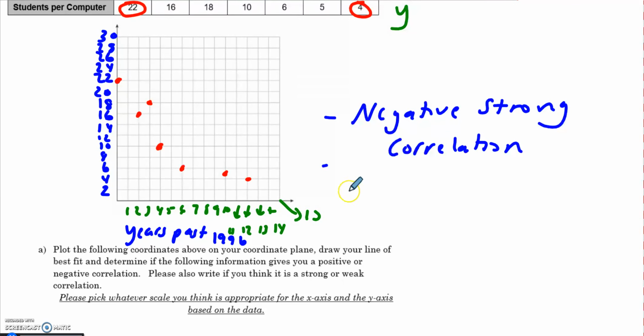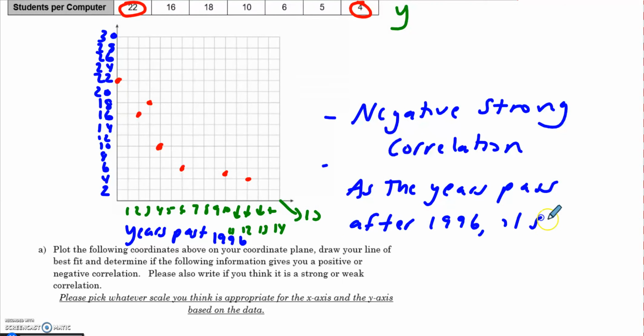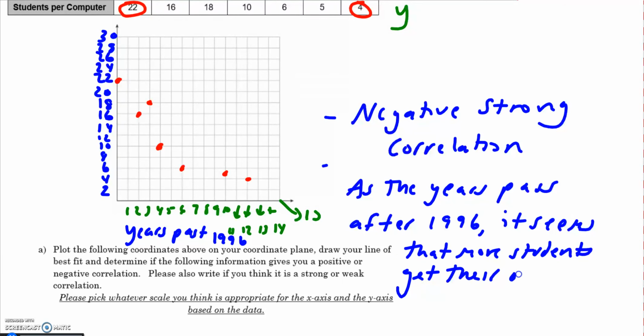So in terms of situations, as the years pass after 1996, it seems that more students get their own computer. Now, the reason I wrote the phrase "it seems" is because this isn't a perfect causation. It seems like more of a correlation, so I'm kind of basing it on the small data set that I have.